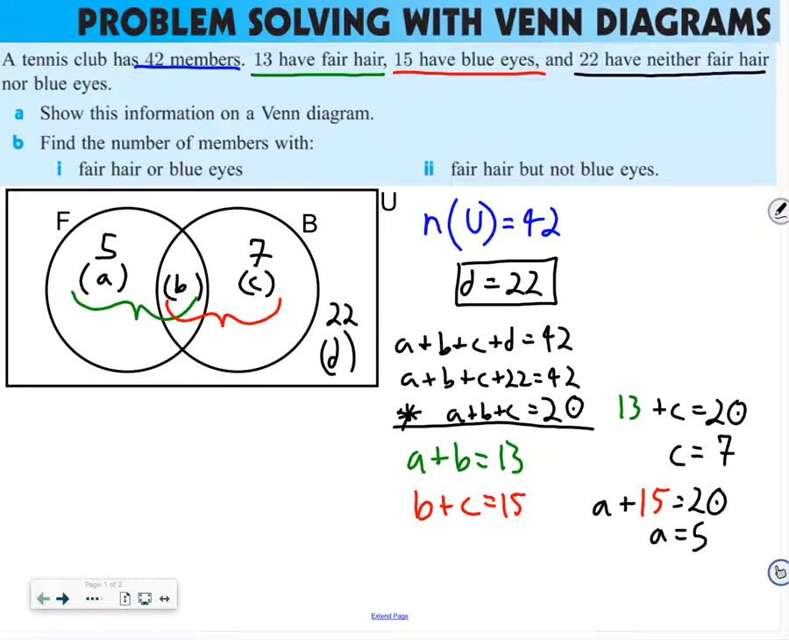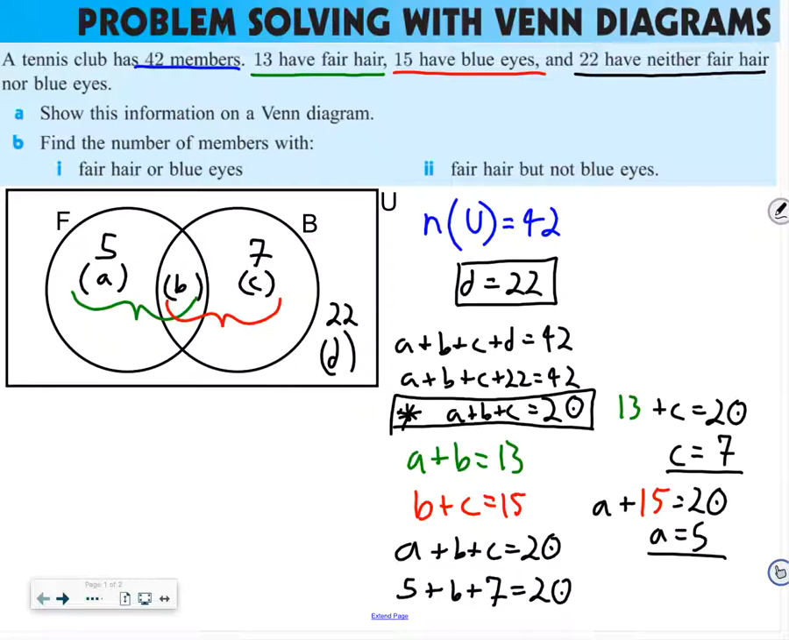So now I know all of the regions except B. How am I going to solve for B? Well, I know A and C. So I'm going to use the equation again and plug in the 2 values I know from before. A plus B plus C is equal to 20. I know A is 5, I know C is 7, and I'm trying to find B. From that information, I see that B plus 12 is equal to 20, so B must be equal to 8. Now I know all those regions, so I've shown that information on the Venn diagram.